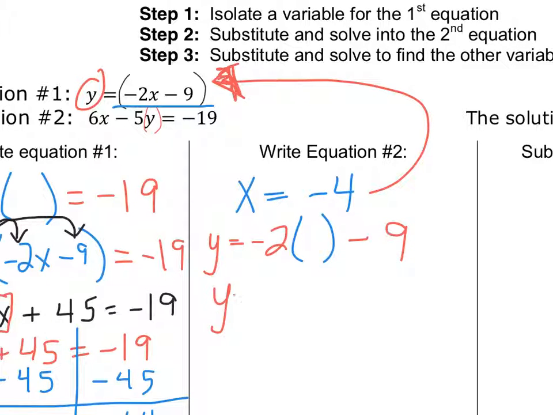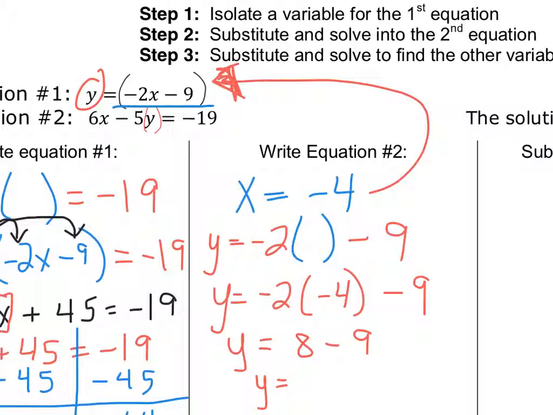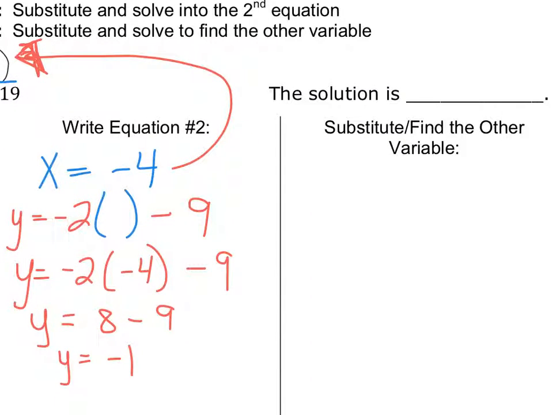Okay, so y equals -2. And what am I going to put in my parentheses? I'm going to put this -4 that I've just figured out x equals, minus 9. Okay, so -2 times -4 is positive 8. So y equals 8 minus 9. So y equals -1. So my solution to this whole thing is x is -4 and y is -1.